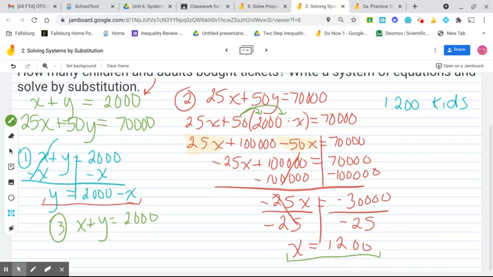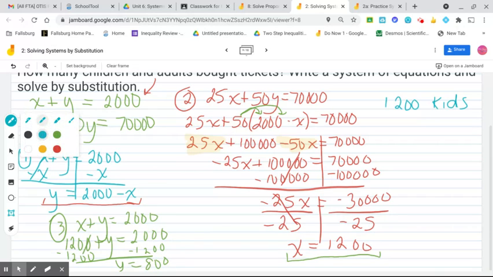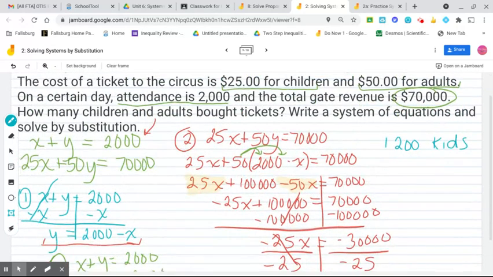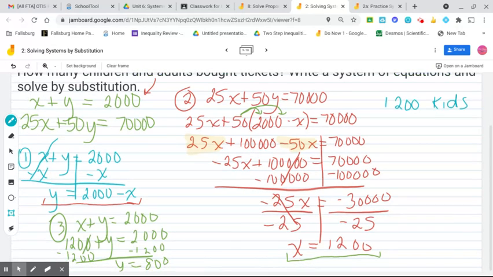So I'm going to replace x with 1,200 plus y equals 2,000. My final step here is going to be subtract 1,200 from each side. And I'll get y is equal to 800. So there we go. I have 1,200 kids, and if we go back up to the top, we know that y is adult tickets. So we have 1,200 kids and 800 adults. Okay, that is our final answer here.